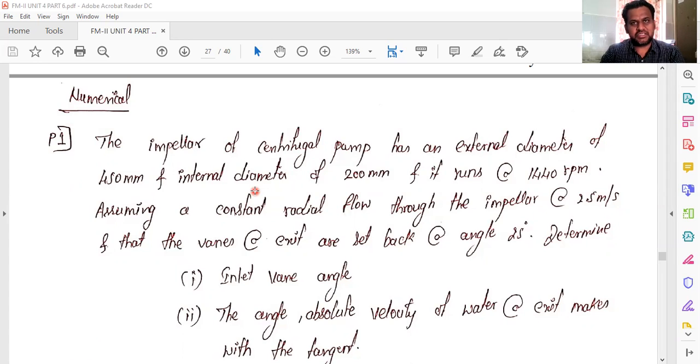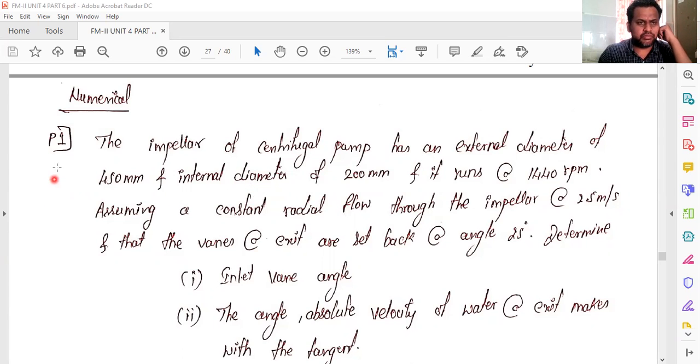In the previous class, we discussed different heads in pumps and centrifugal pumps, and also the losses in the centrifugal pump, and the efficiency of the centrifugal pump, right? So in this particular class, we'll solve some numericals based on the centrifugal pump. Without wasting time, let's start.